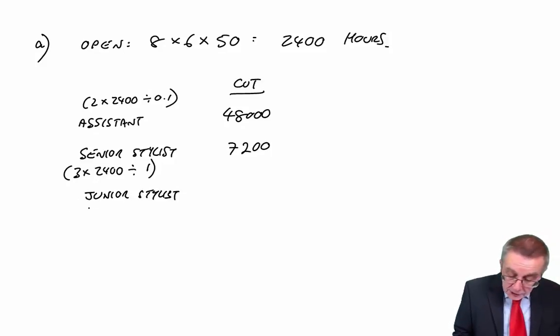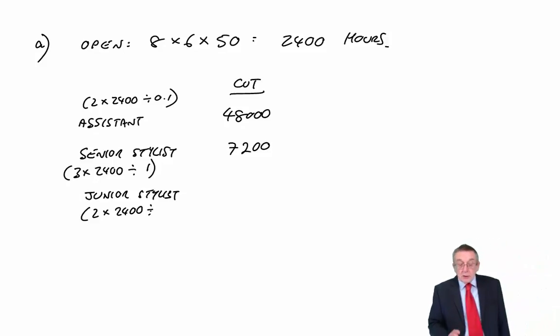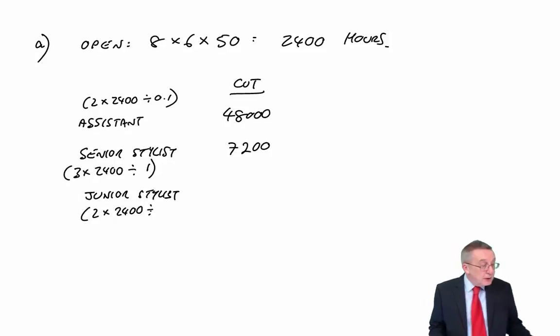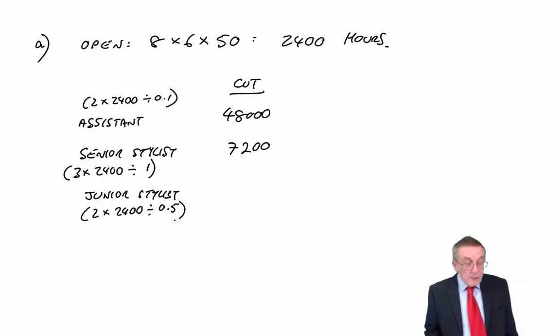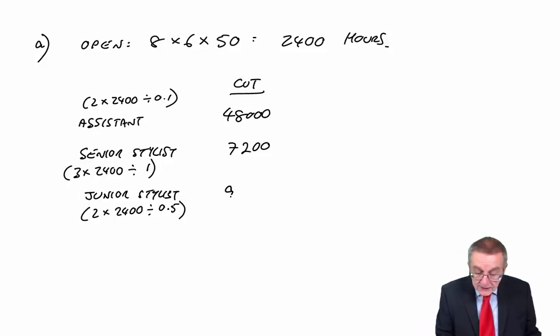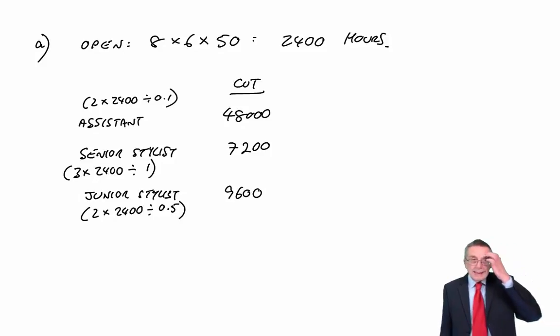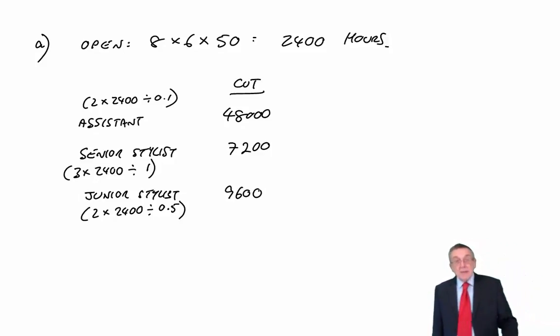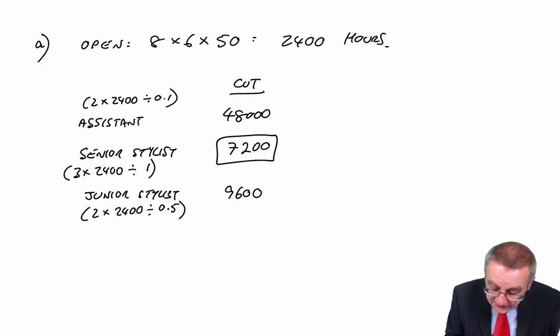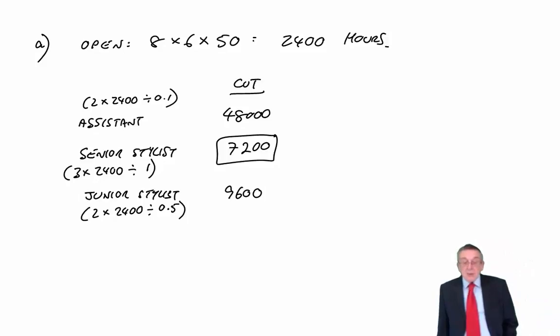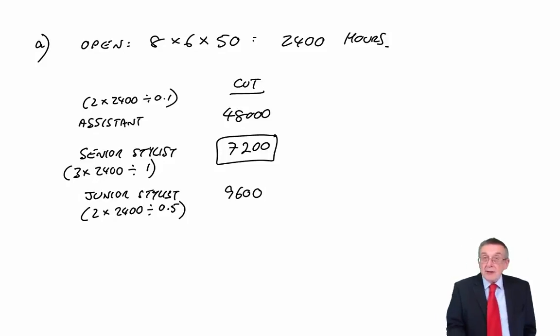Again, from the top, there are 2 of them. They're working 2,400 hours, so in total there's 4,800 hours of work available. Each customer takes half an hour, which means they could deal with 9,600 customers. Well, that's the maximum number of customers each of them could deal with. But given that anybody wanting a cut has to have all 3 services, it's the senior stylist who's restricting it. The most cuts we can do, and therefore the wash and dry that goes with it, is 7,200.